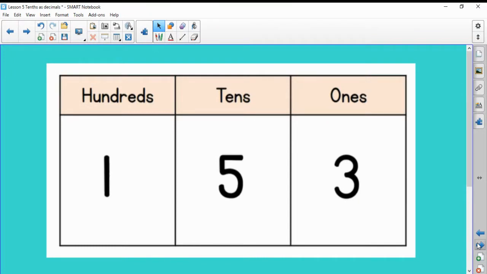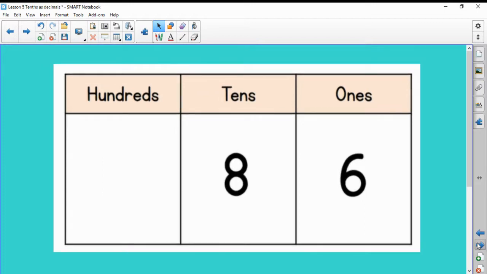Here's a number that I made. What number is it? 153. That's correct. I have 1 hundred, 5 tens and 3 ones. Here's another number. What's my number? 86. 8 tens and 6 ones. We don't have to put anything in the hundreds column because there's nothing there.